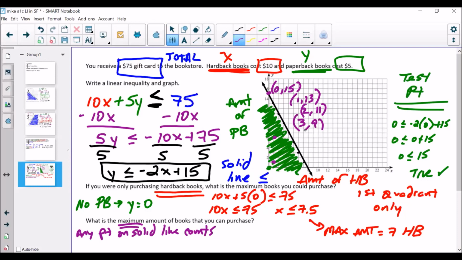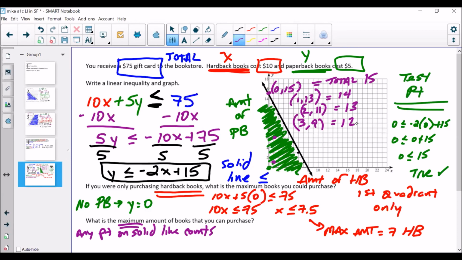And you can kind of see as we're going along here, the total amount of books. So here we're not worried about whether or not it's hardback or paperback. It could be both. The total here would be 0 plus 15. So here, that's a total of 15 books. Here it's a total of 14, 13, 12, and generally speaking, that pattern would follow.